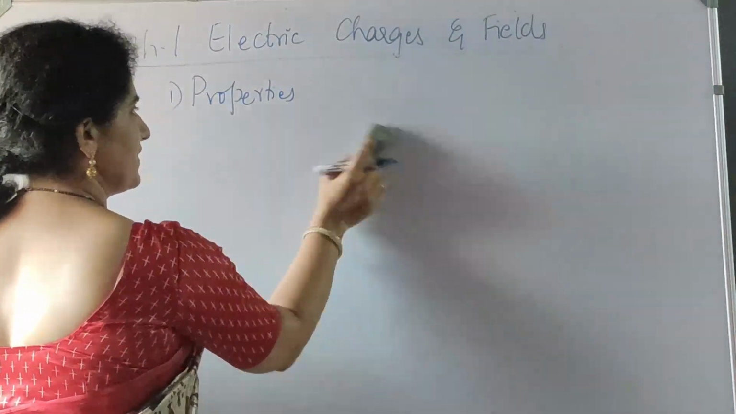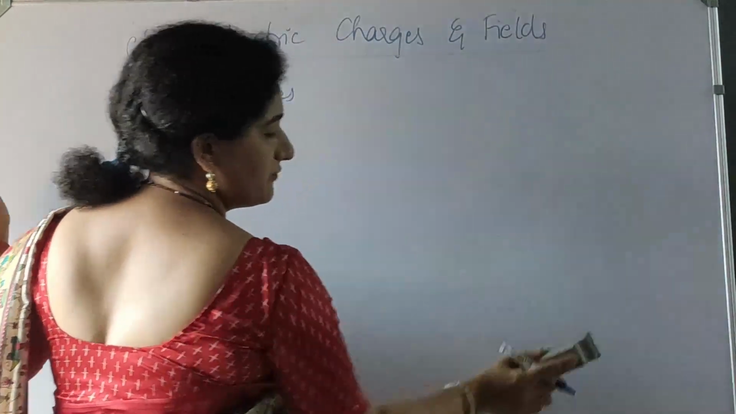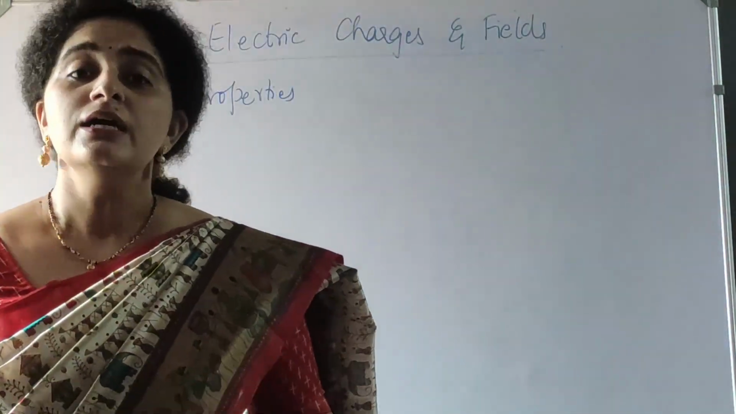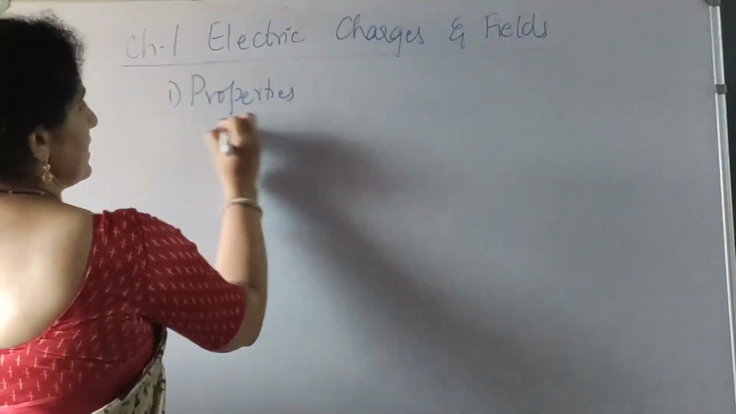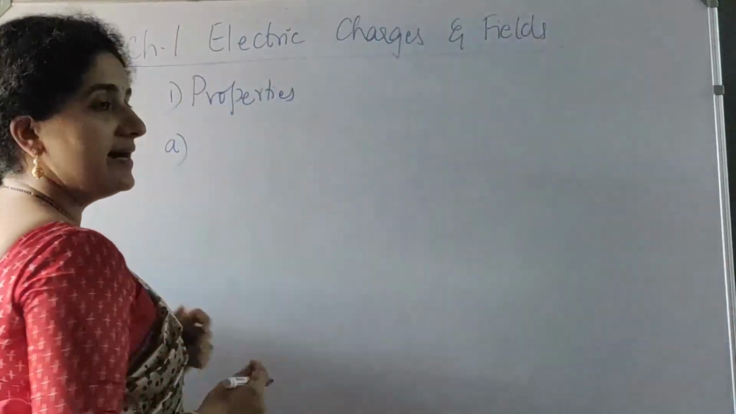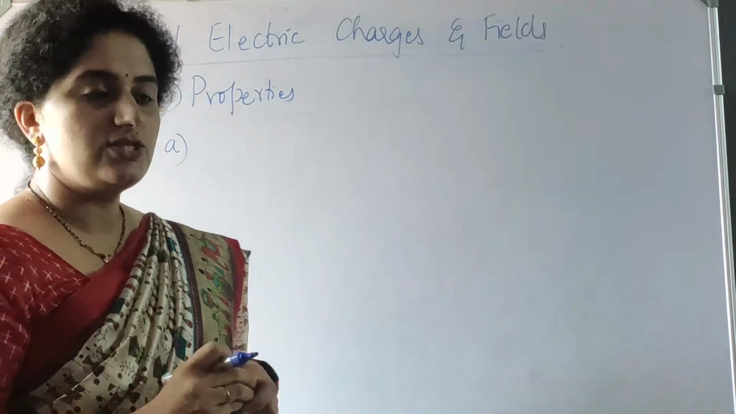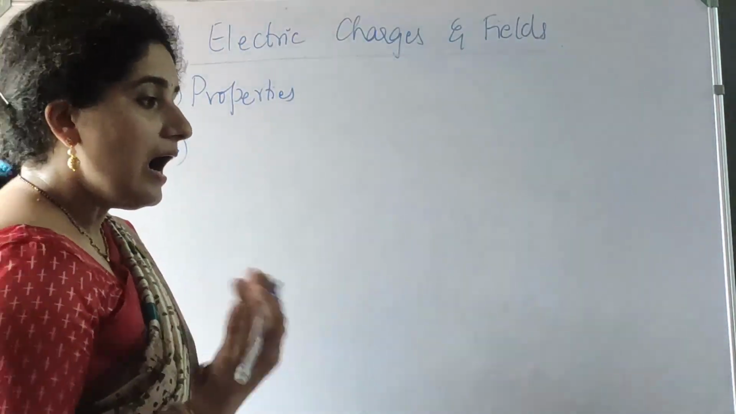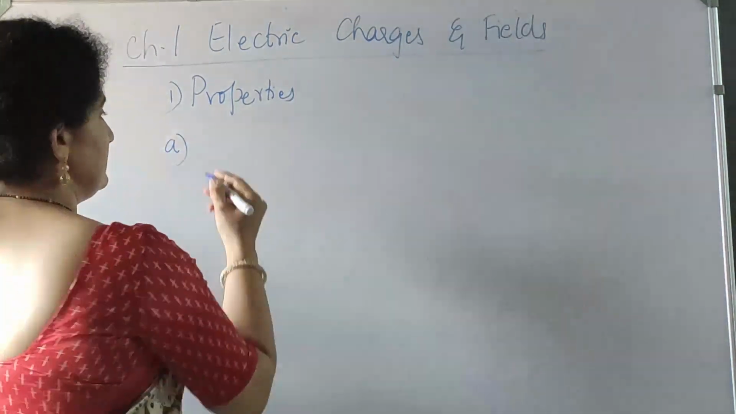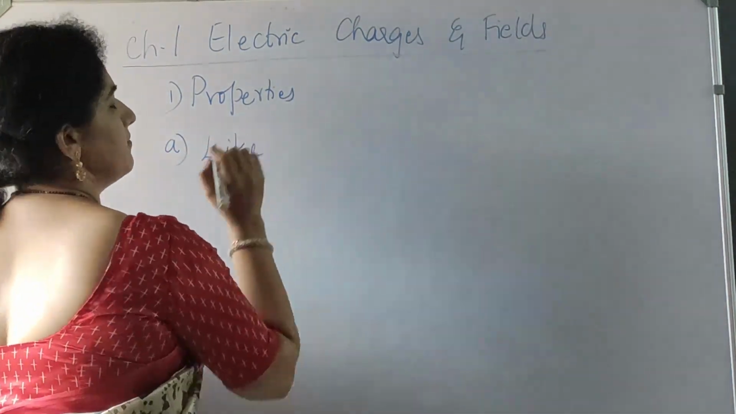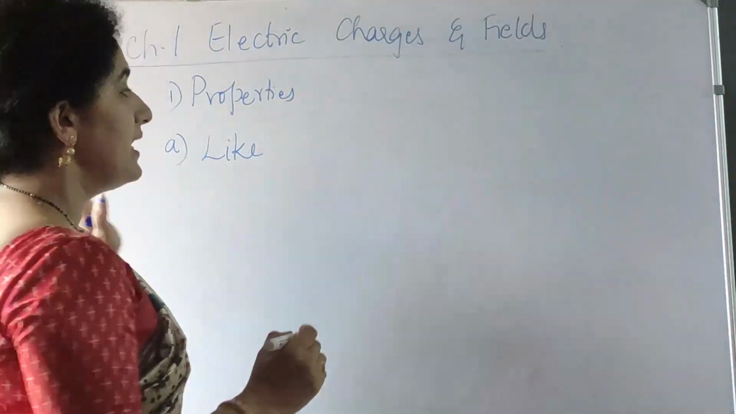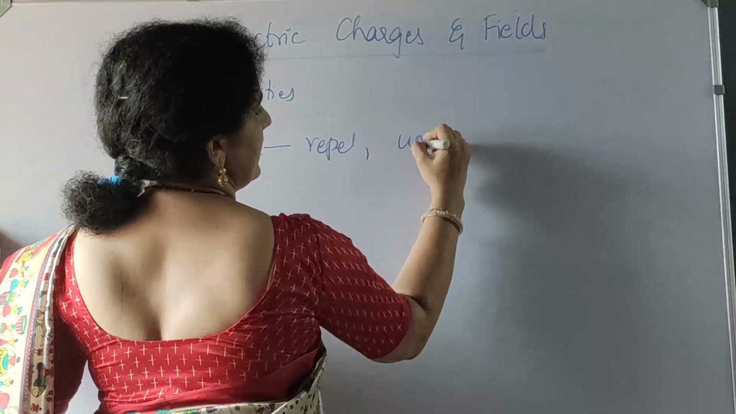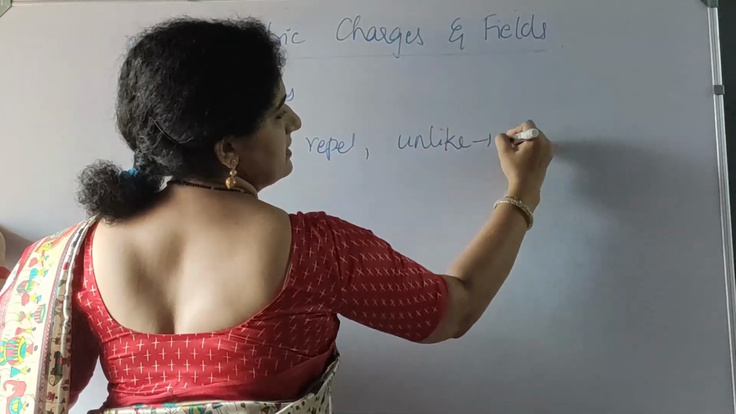This is very easy, but you have to remember all the properties so that all the concepts can be used in the numericals. So the first thing is charges. Under the charges, if we have positive and negative charges or positive charges, how are they dealt with? Like charges, most of you might know this one, will always repel each other, and unlike charges will always attract each other.